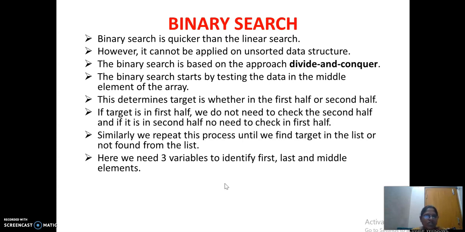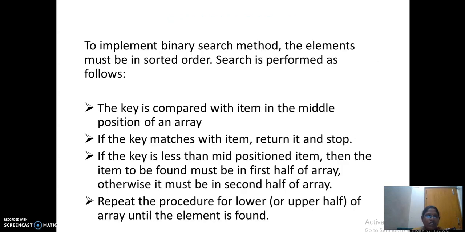Here in this process of binary search, mainly this depends on three variables called first, last and middle elements. To implement the binary search method, the elements must be in sorted order. Search is performed as follows. What we have discussed, we are going to place here.